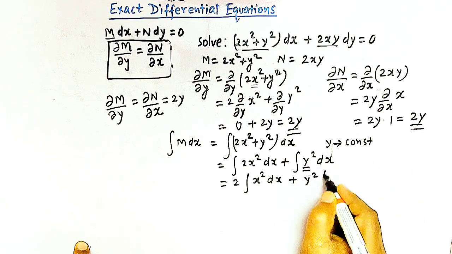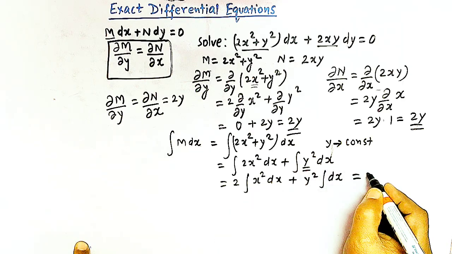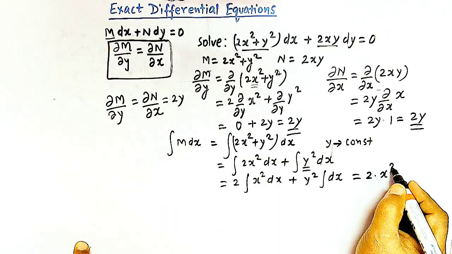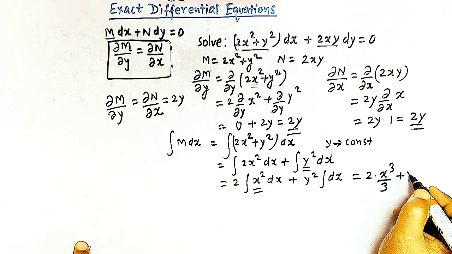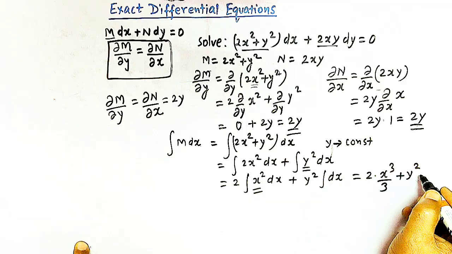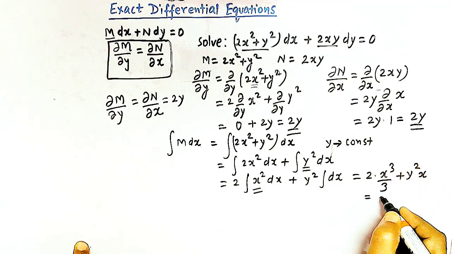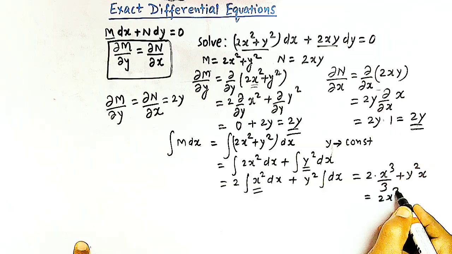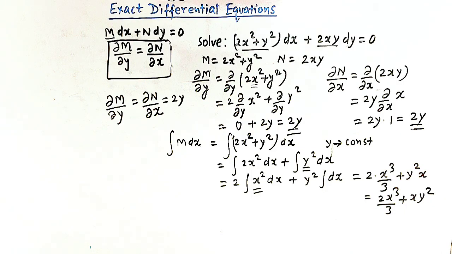take y square outside the integral, and here we have 2 times x cube over 3, and here we have y square times x, the integral dx is x. So we have now 2x cube over 3, and here we have xy square.